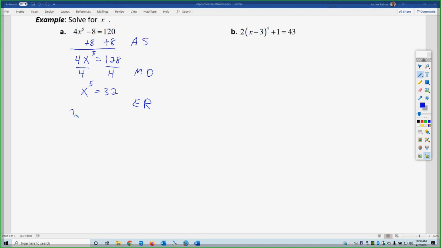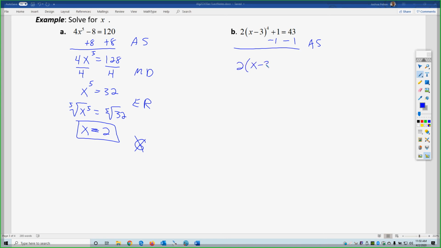Exponent radical, do the 5th root and the 5th root. So x equals 2. We don't need a plus or minus here because it's an odd root. And we don't end up doing the grouping symbols because there isn't any. Okay, next one, add, subtract step, -1. Properties of equality dictate you do things to both sides, correct? Multiply, divide, divide by 2, x minus 3 to the 4th equals 21.